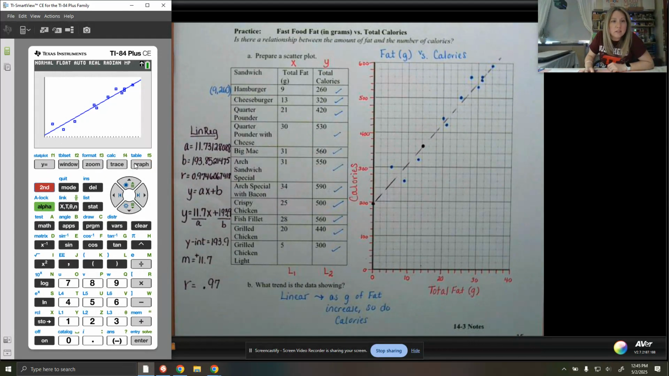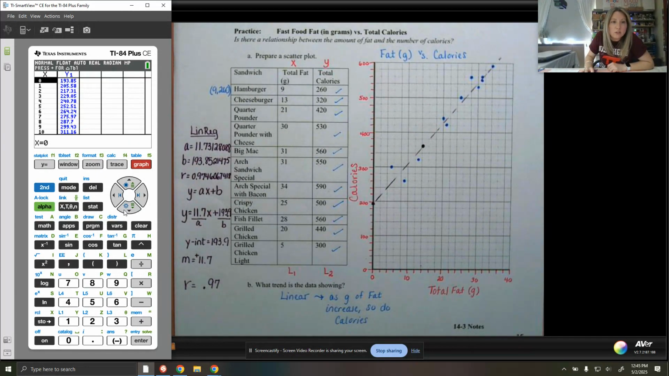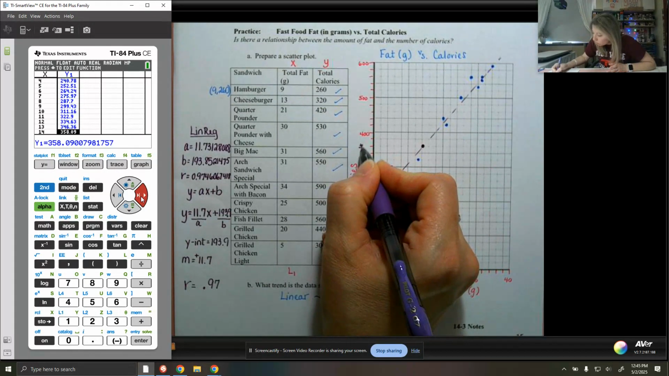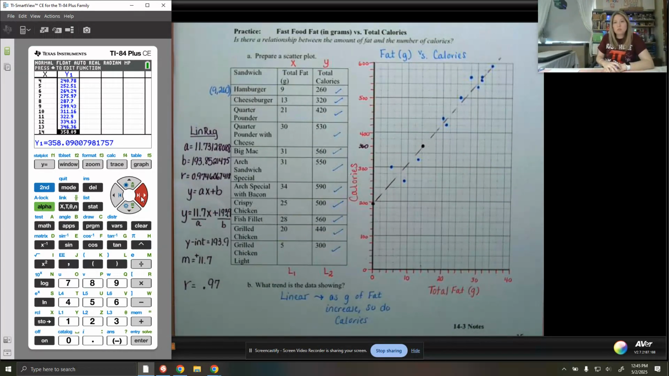If you press second and graph and look at approximately 14 grams of fat, so your X value of 14, what is your matching Y value? Oh, it's about 360. What was our matching Y value? About 360. So this is helping us to make predictions based on what we do know with the data we have collected.